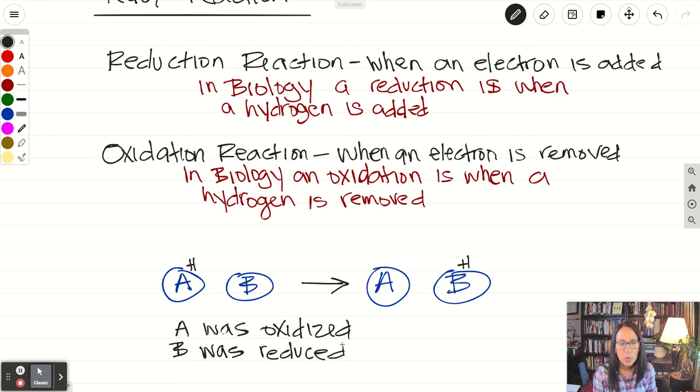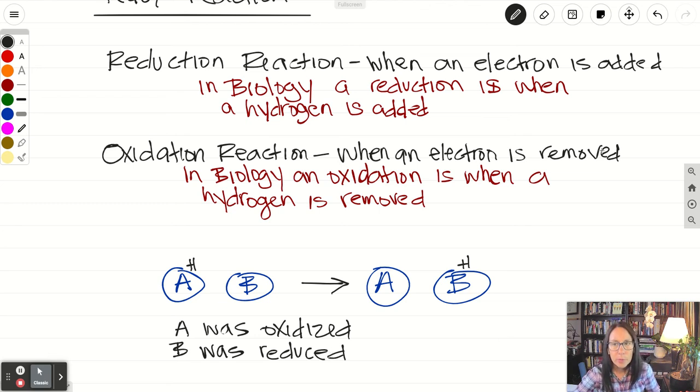Whenever a hydrogen is leaving, it has to go somewhere. So there's always another molecule that's going to take it. There's always a giver and there's always a taker, which is why these reactions always happen together, which is why we call them redox reactions, because a reduction is always paired with an oxidation. So A was oxidized, which means it lost the hydrogen, and B was reduced because it gained the hydrogen.